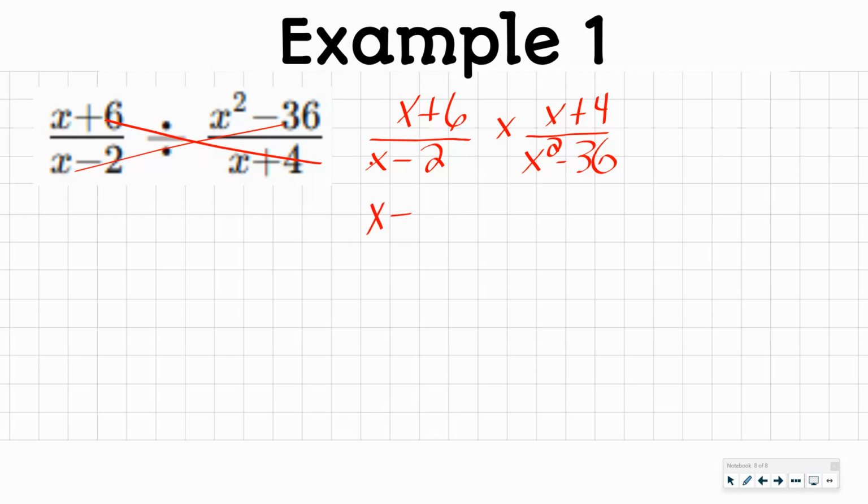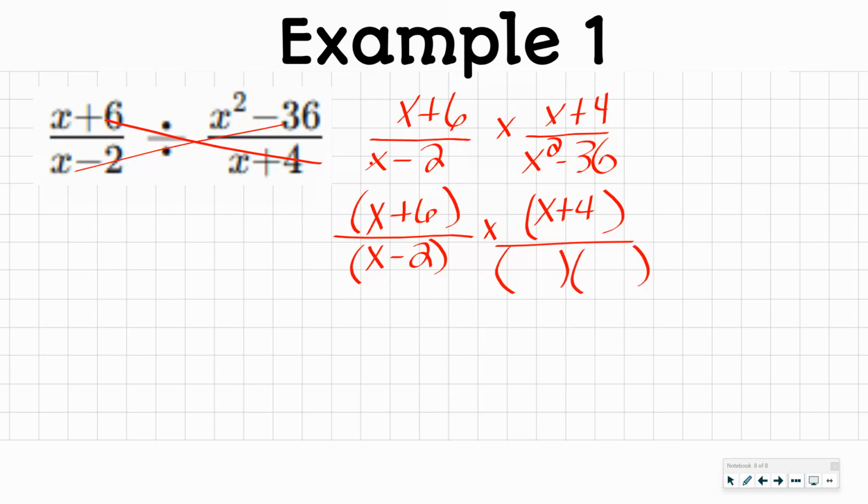So x plus 6 is not factored anymore. X minus 2, there's nothing to factor out of that, and that is times x plus 4. X squared minus 36 is a difference of squares, x minus 6 and x plus 6. So now I have factored it down. What can I cross off? It looks like the only thing that I can simplify is the x plus 6. So it's going to leave me with x plus 4 in the numerator over x minus 2 times x minus 6.